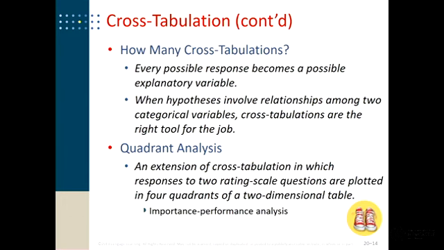Now, quadrant analysis, as I am saying, is an extended version of cross-tabulation. In quadrant analysis, you will have two rating-type questions. That means you are asking your respondents to rate something. So if you have two rating-type questions, then quadrant analysis is suitable. You will get the responses from your respondents about the rating, and the summary of the result will be presented in a two-dimensional quadrant.